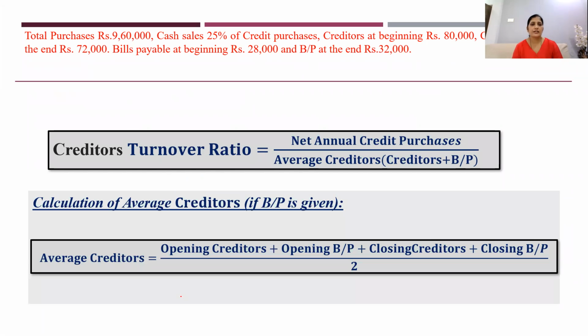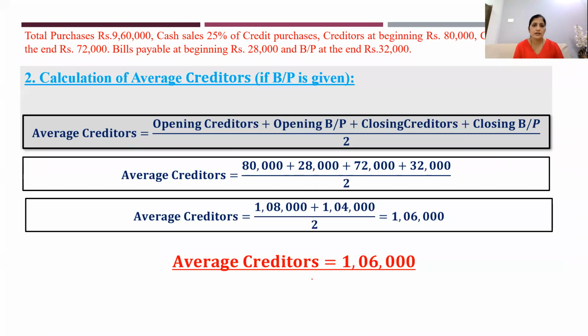Next, we'll go for this, that is creditors turnover ratio. What is this? This is net annual credit purchases divided by average creditors. What are these average creditors? Average of opening creditors plus opening bills payable, plus closing creditors plus closing bills payable. I want you to put brackets over here. Okay, opening creditors plus bills payable, closing creditors plus closing bills payable, divided by 2. As we have all these opening and closing, that's why I have taken this formula. Now in this same formula I have written over here.